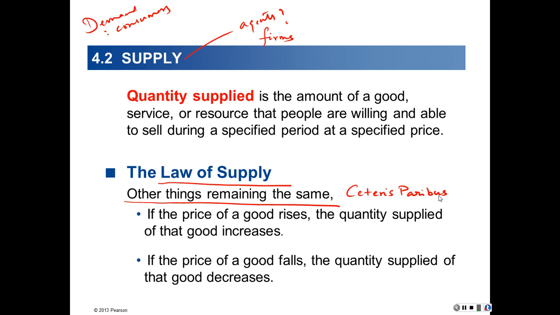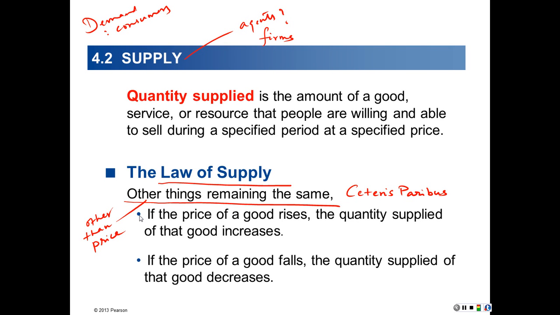Ceteris paribus. I believe it is ceteris and not ceteris, but I could be wrong. Okay? Ceteris paribus. Other things remaining the same. In other words, controlling for all other influences. Other than what? Other than the price of the good itself. That's what we mean by other.